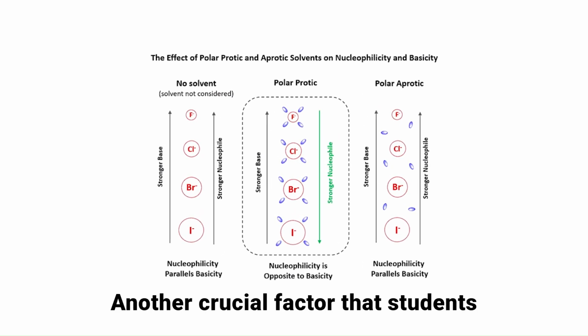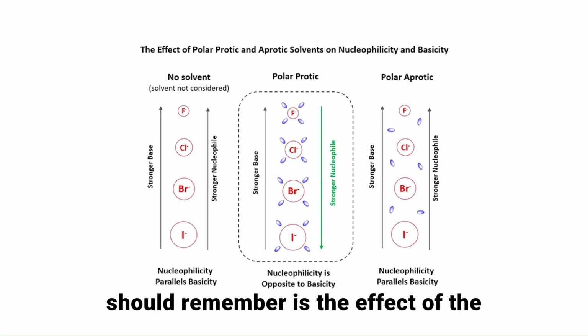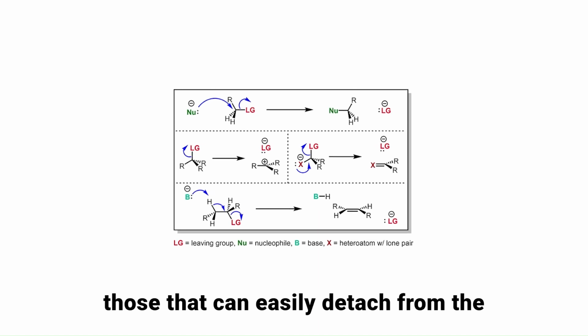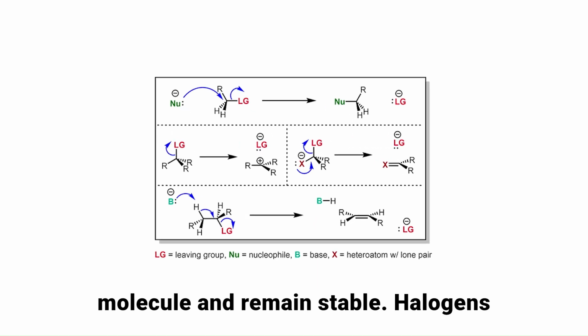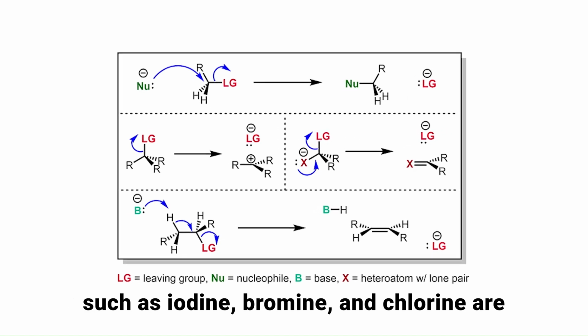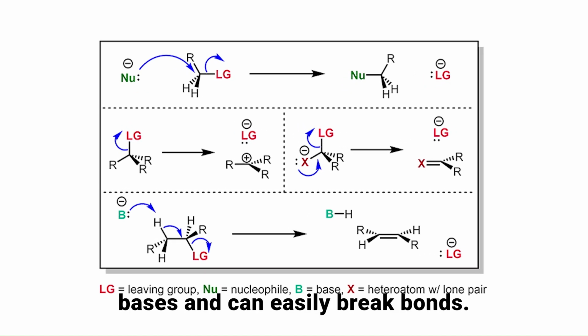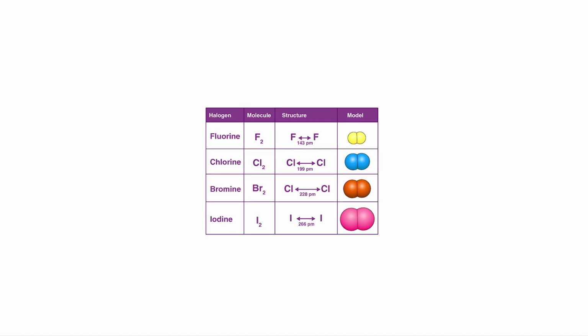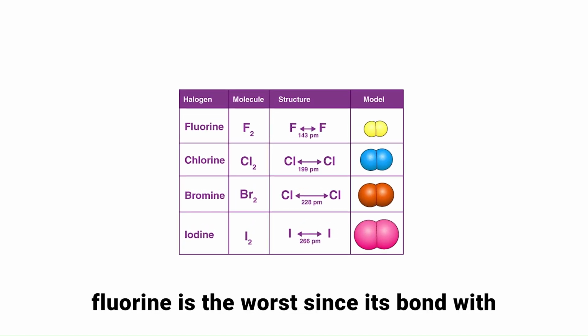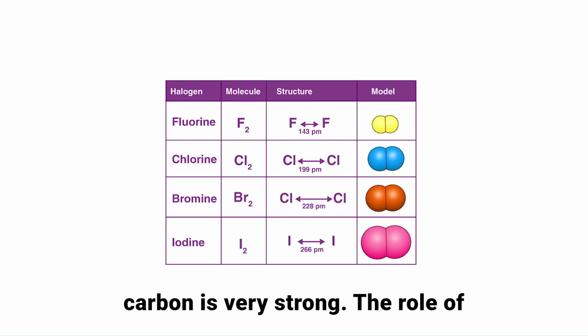Another crucial factor that students should remember is the effect of the leaving group. Good leaving groups are those that can easily detach from the molecule and remain stable. Halogens such as iodine, bromine, and chlorine are good leaving groups because they are weak bases and can easily break bonds. Iodine is the best leaving group, while fluorine is the worst since its bond with carbon is very strong.